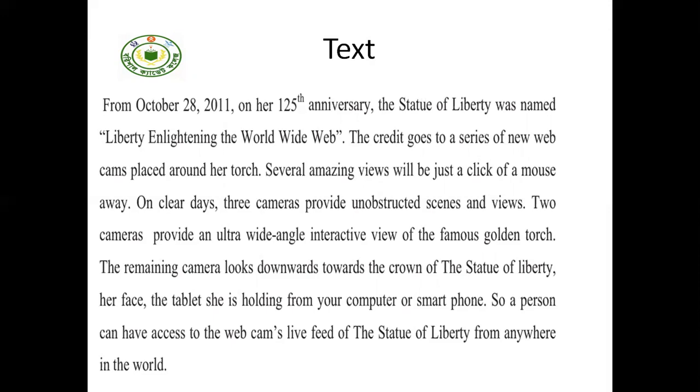On clear days, three cameras provide unobstructed views of scenes far and near. Two cameras provide an ultra-wide angle interactive view of the famous golden torch. The remaining camera looks downwards towards the crown of the Statue of Liberty, her face, and the tablet she is holding. So a person can have access to the webcams' live feed of the Statue of Liberty from anywhere in the world. So this was the text, cadets. You have learned so much information from the text. Now there are some new words in the passage. We will go through them.